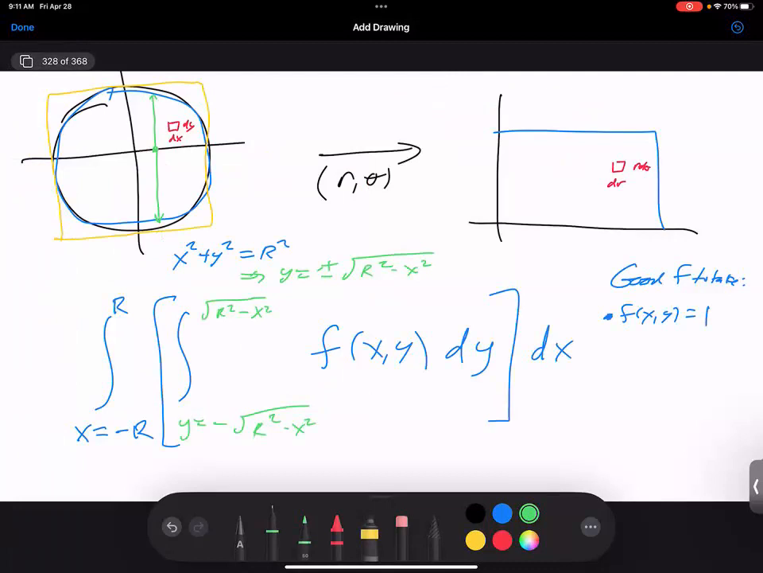Yep. There's one other choice. Does anybody know another choice that would be good for f of x, y? Yes.